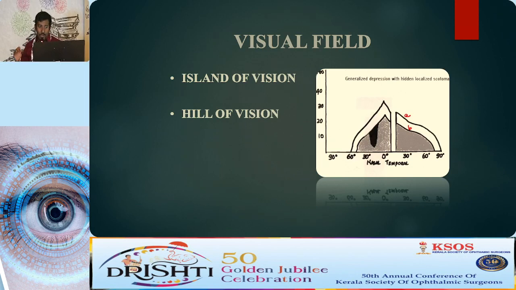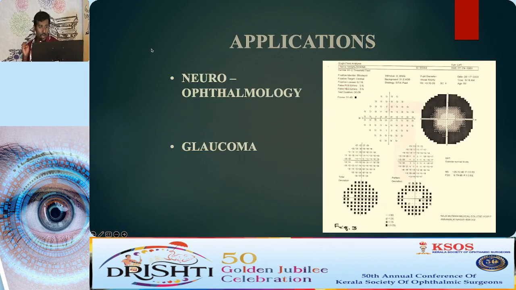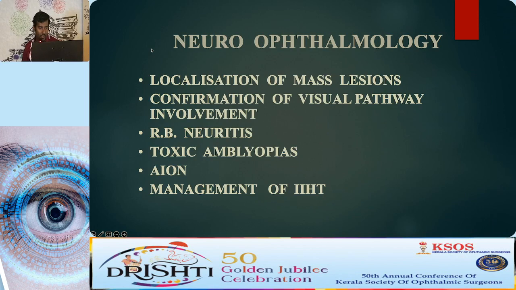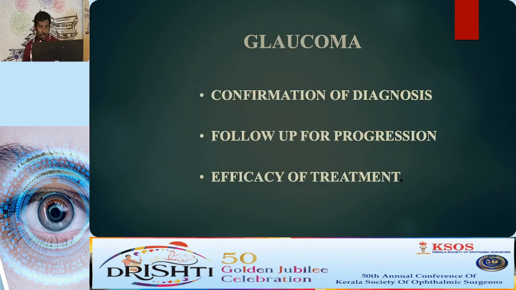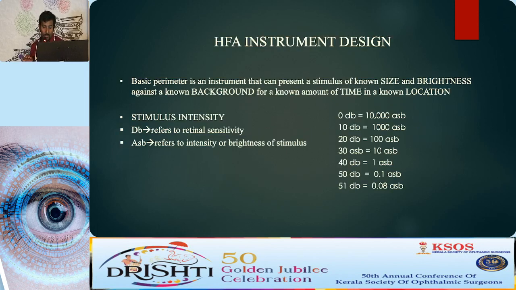What is a visual field? It is an island of vision or a hill of vision, and there is a gap in between for the blind spot. It has applications in neuro-ophthalmology and glaucoma. Neuro-ophthalmology, we are not going to look at right now. In glaucoma, you confirm the diagnosis, you follow up for progression, and you check the efficacy of treatment.